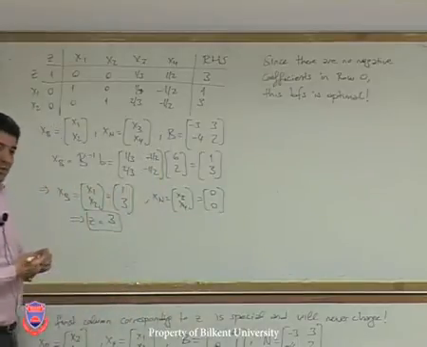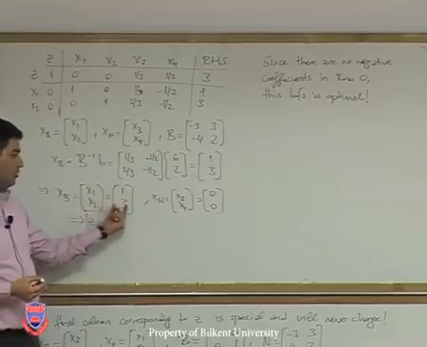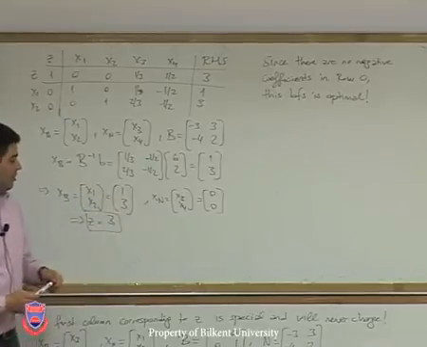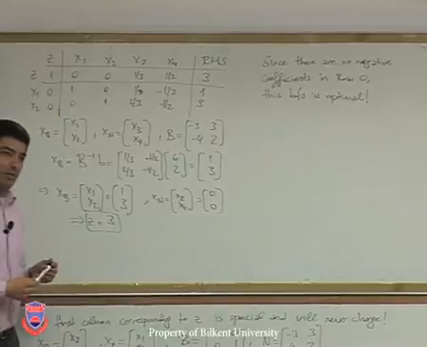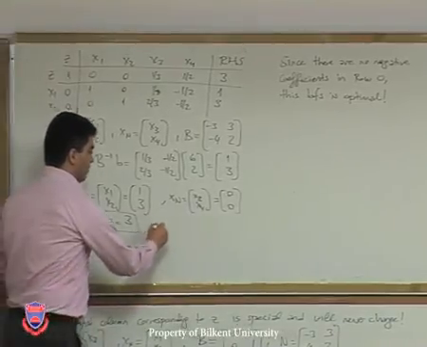As a result, we actually found an optimal solution. The optimal solution is given by x1 equal to 1, x2 equal to 3, x3 and x4 equal to 0, and the objective function value is equal to 3. So the optimal value will be equal to 3.